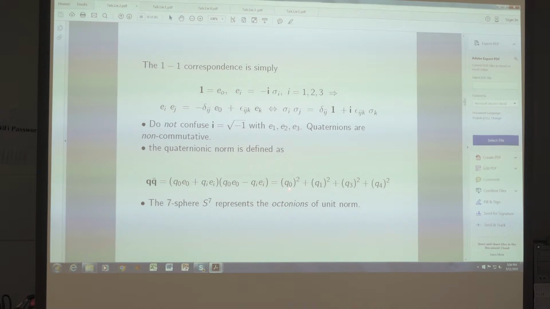So this is what you call the norm of a quaternion. The norm square, I'm sorry. I should say the norm square to be more precise. So you get the square of the first plus the square of the second.